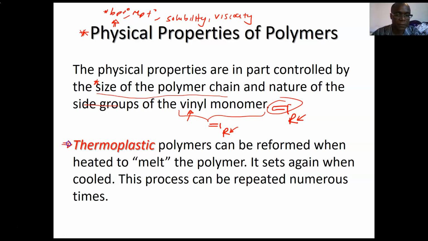Thermoplastic polymers are polymers that can be recovered or reformed when heated to melt. Okay, so once you cool it down, it retains its physical structure. You heat it, it deforms, you cool it, it reforms. So there's deformation and reformation by heating of this polymer. Some polymers, when you heat them, they're gone. For example, if you try to heat a peptide, which is a polymer made of amino acids, it's gonna die. That's why enzymes are denatured by temperature.